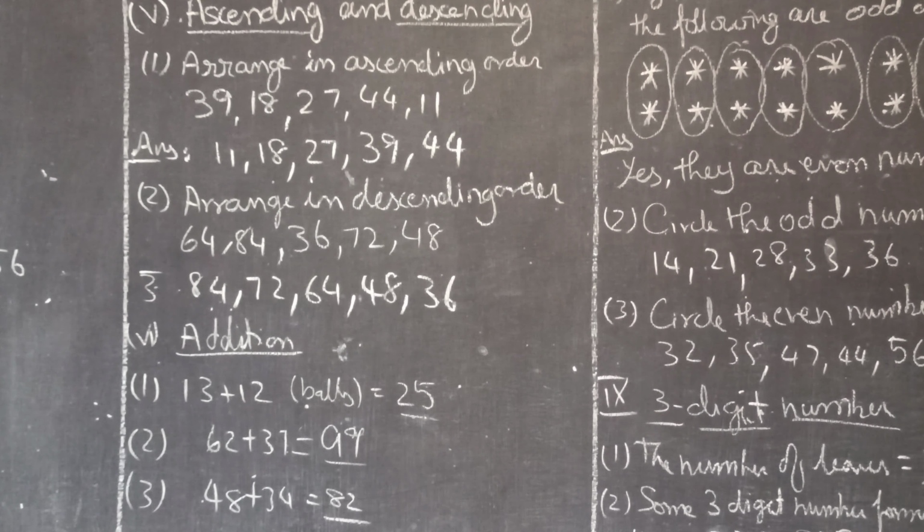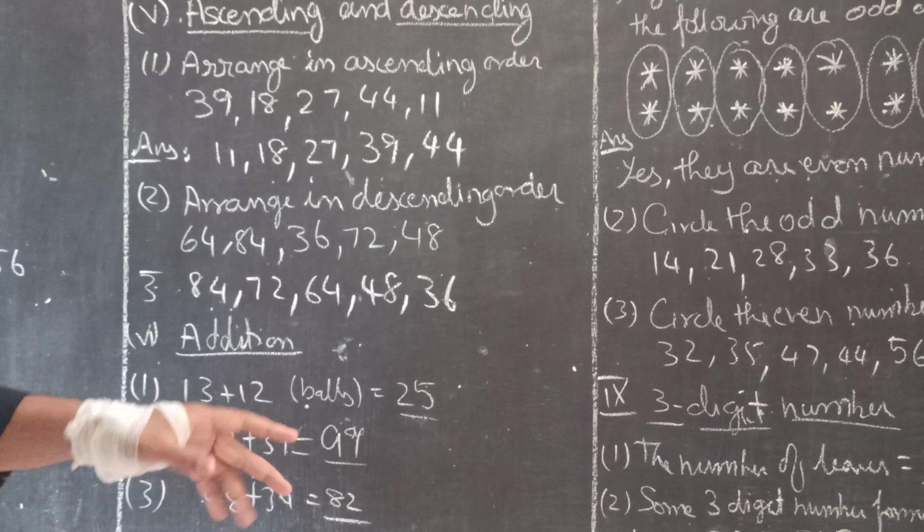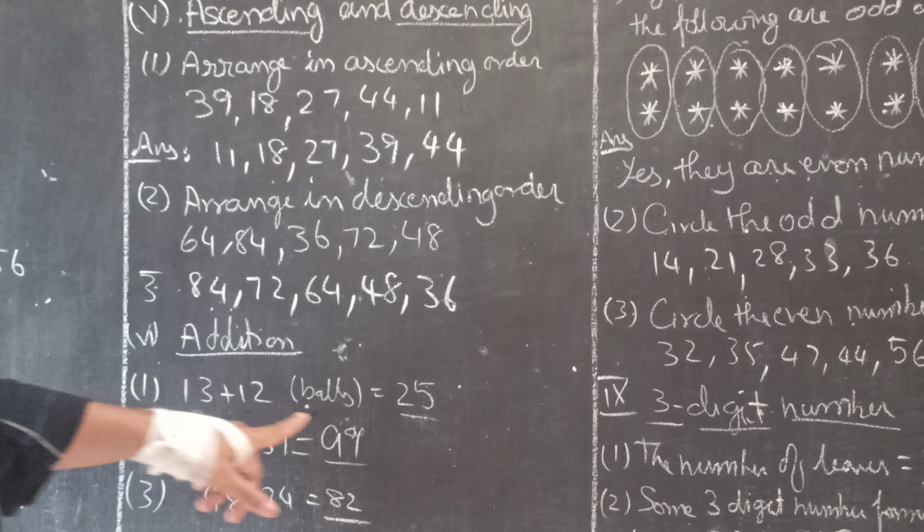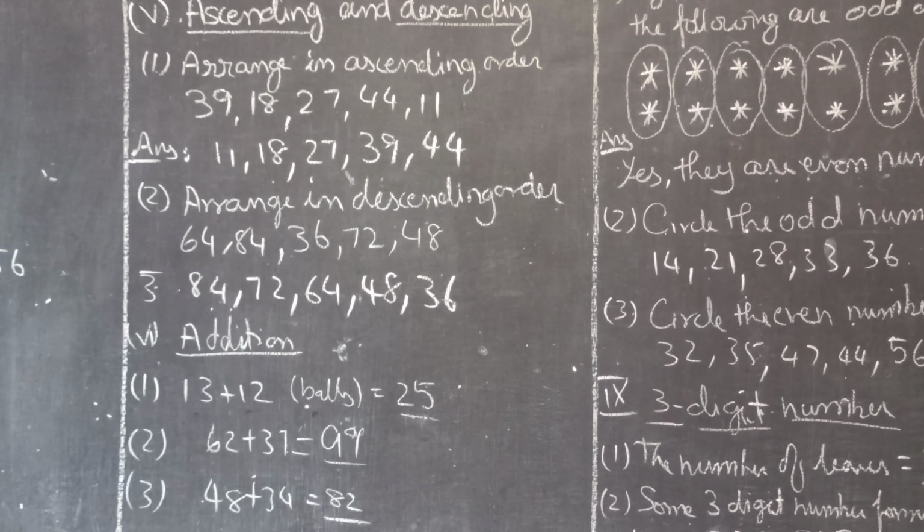Now we come to the next part, that is sixth part. It is called as addition. So for addition we are given 13 plus 12. In the question the balls are given, that is why I have written ball. So 13 ball plus 12 ball makes it 25 balls.